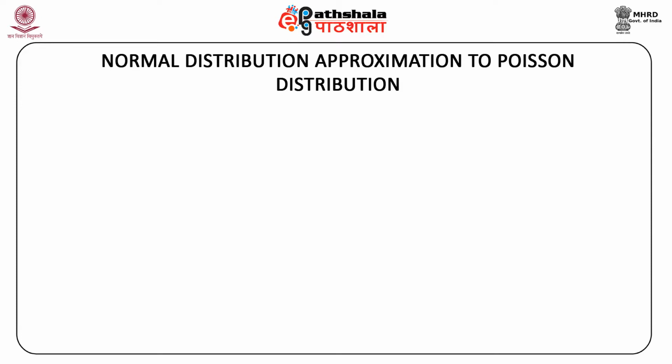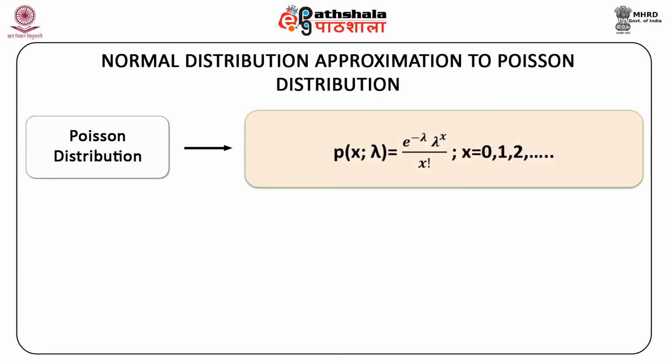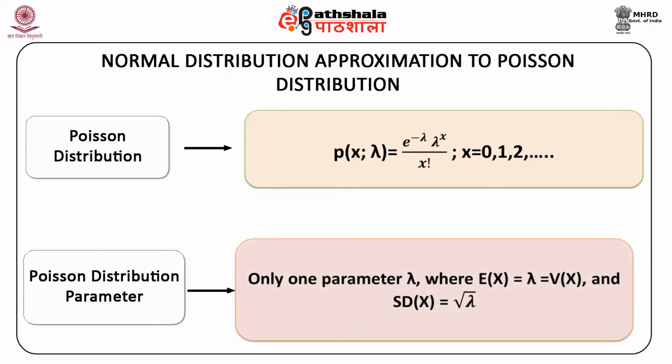Similar to the binomial distribution, Poisson distribution can also be approximated by the normal distribution under some conditions. We know if a random variable x follows a Poisson distribution with parameter lambda, then its probability function is p(x; lambda) equal to e raised to the power of minus lambda, lambda to the x divided by x factorial, where x is 0, 1, 2, etc. The Poisson distribution has only one parameter lambda, where the expected value of x is equal to lambda, which is equal to V(x), and the standard deviation of x is root lambda.